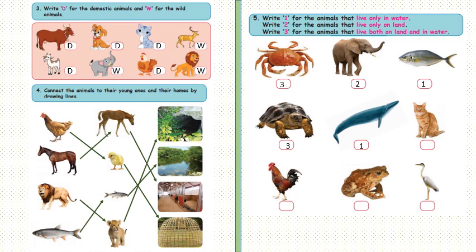Tortoise is 3. Then we have dolphin, which is 1. Cat 2. Then we have the cock 2. Frog 3 and crane also 3.